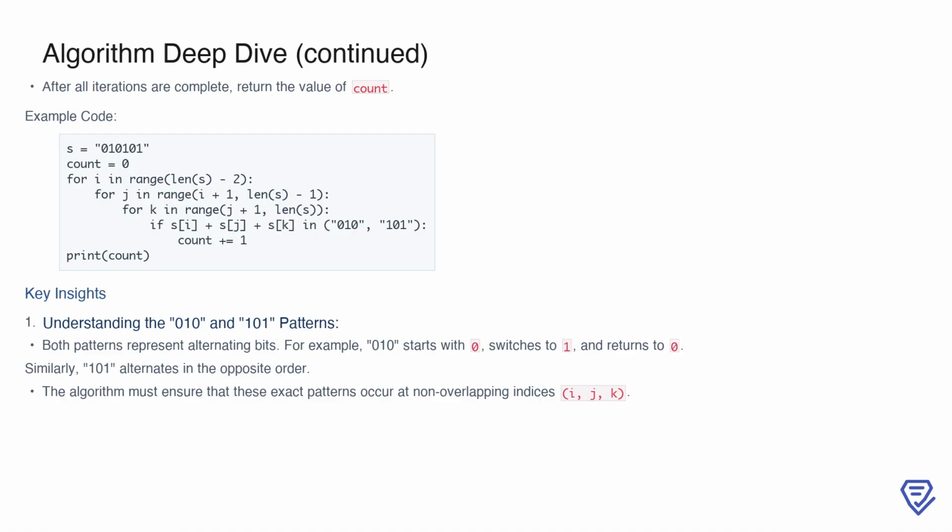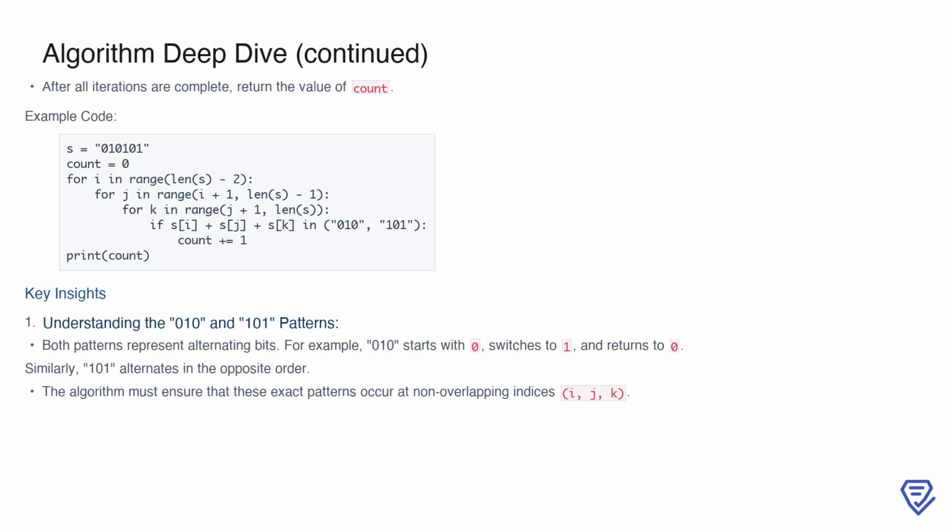For example, consider the binary string s equals 010101. Using the 3 nested loops, we generate all possible triplets of indices and check if the corresponding substrings match 0, 10, or 101. Each time a match is found, the count is incremented. By the end of the process, the program outputs the total number of matches.